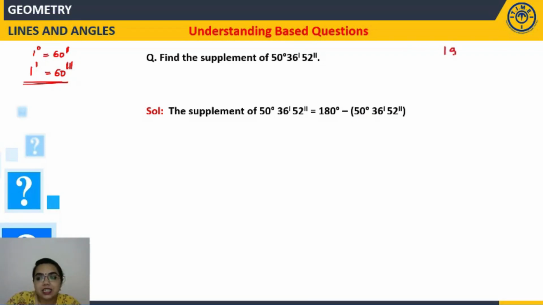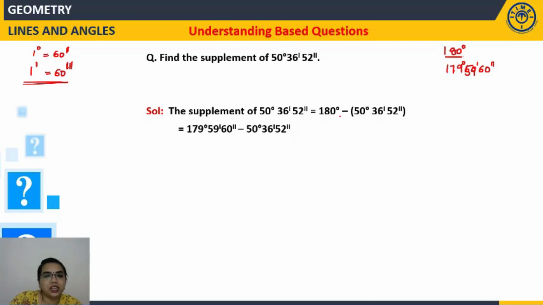Now let us express this 180 degrees with the help of minutes and seconds so that you'll be able to simplify this easily. So let us take an angle which is 1 less than 180 degrees, that is 179 degrees. That 1 degree we are going to represent using minutes and seconds, that is 59 minutes and 60 seconds. So 179 degrees, 59 minutes and 60 seconds is how we represent 180 degrees.